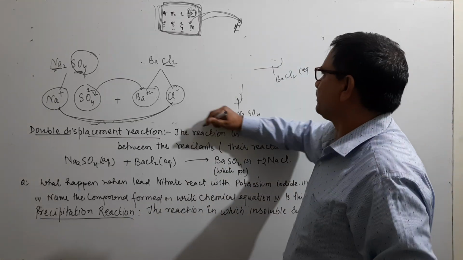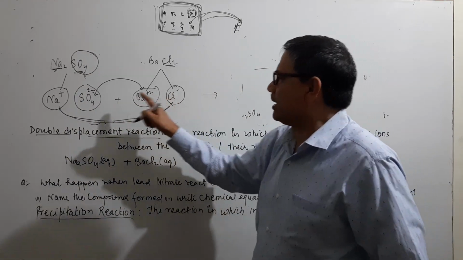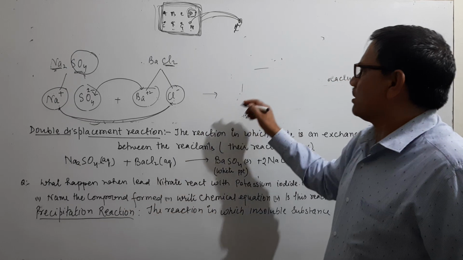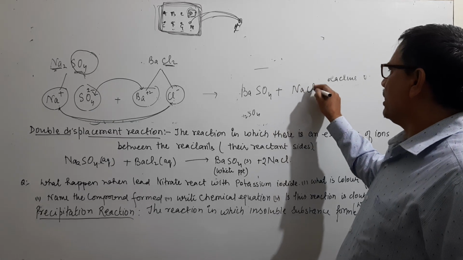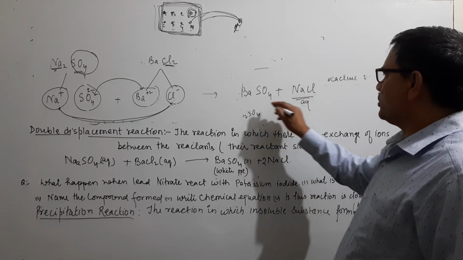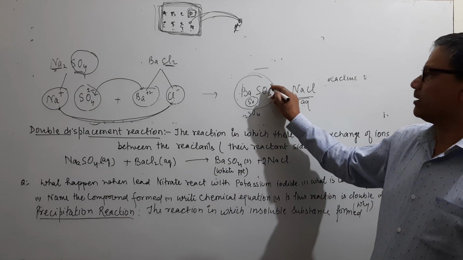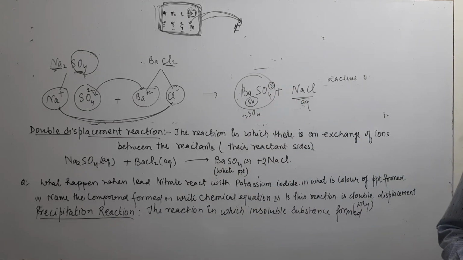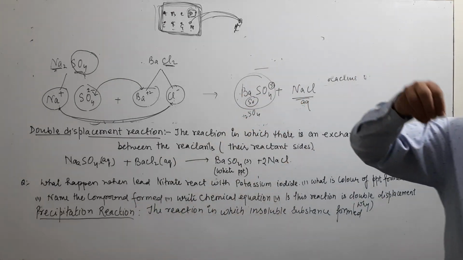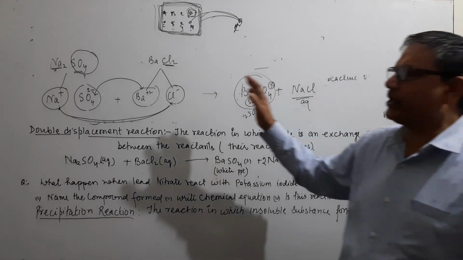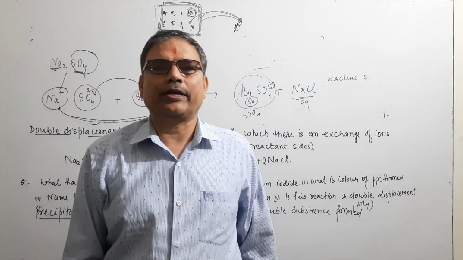Then what will happen now? Here is Na, which will react and combine with Cl, and Ba will react and combine with sulfate. So what will form? BaSO4 plus NaCl. This is the aqueous solution, and this will be the solid, which is white in color, and the nature of this compound is solid, meaning PPT, precipitate, meaning some insoluble substance will form during the reaction, and this reaction therefore is called the double displacement reaction.